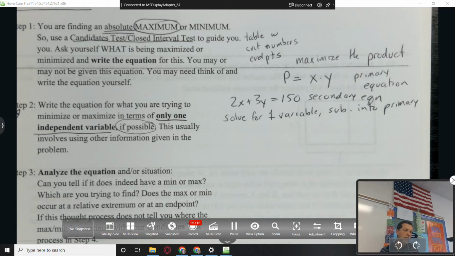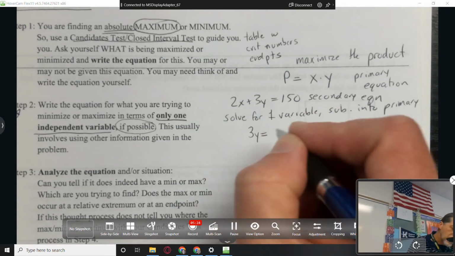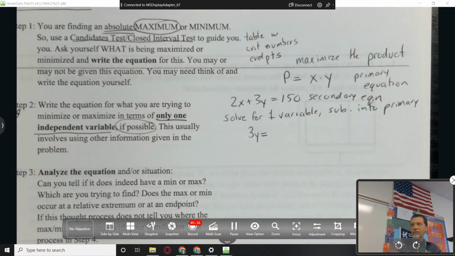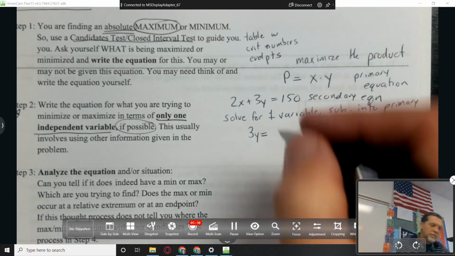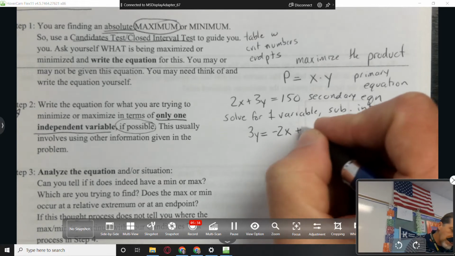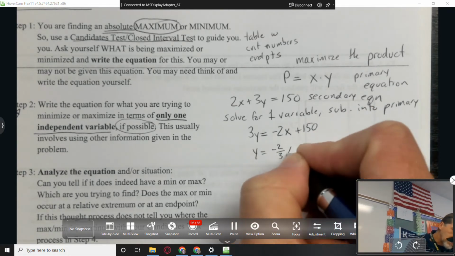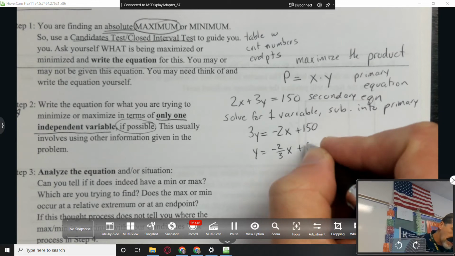So it doesn't really matter. I guess I'd say we usually solve for y. That's what makes sense to me on this one. Sometimes the math and fractions work out where one of them is easier than the other. But it doesn't matter. 3y equals negative 2x plus 150. So y equals negative 2/3 x plus 50.